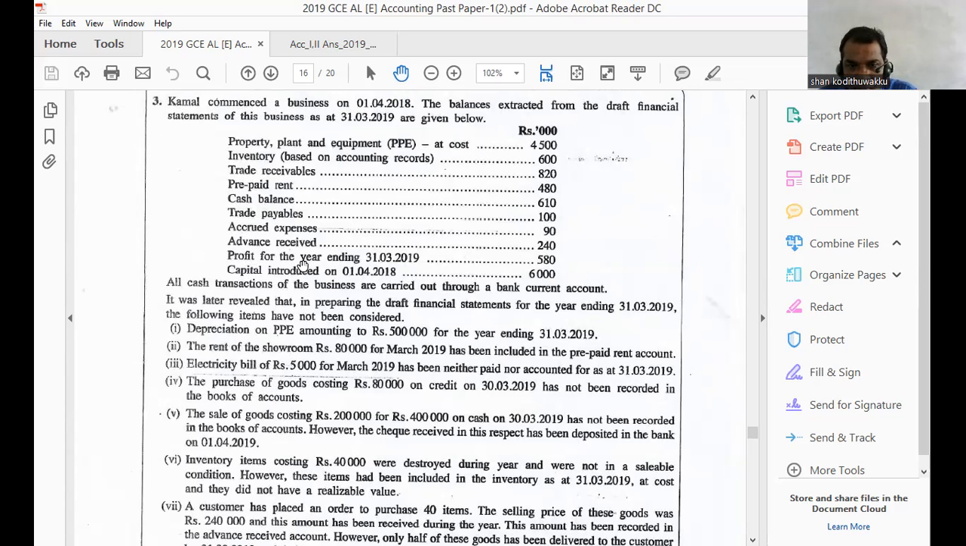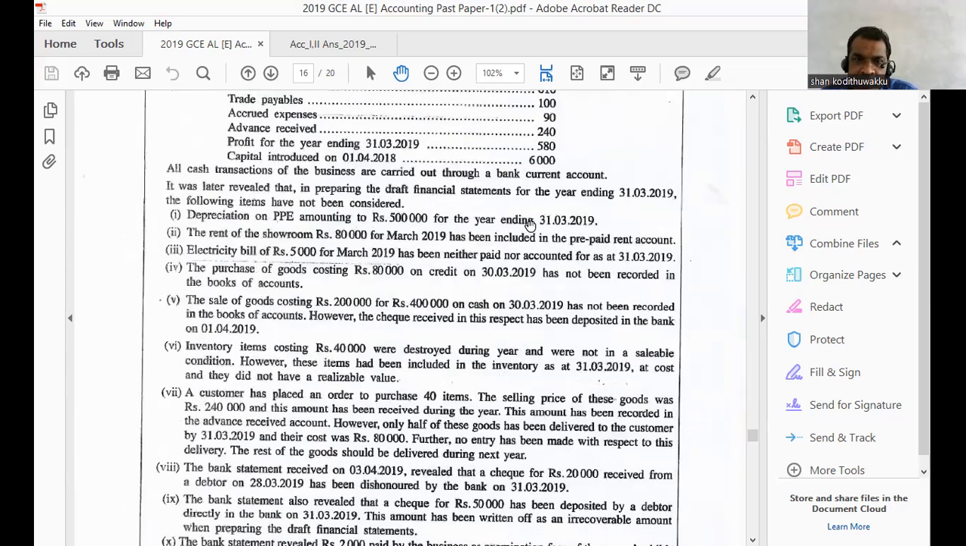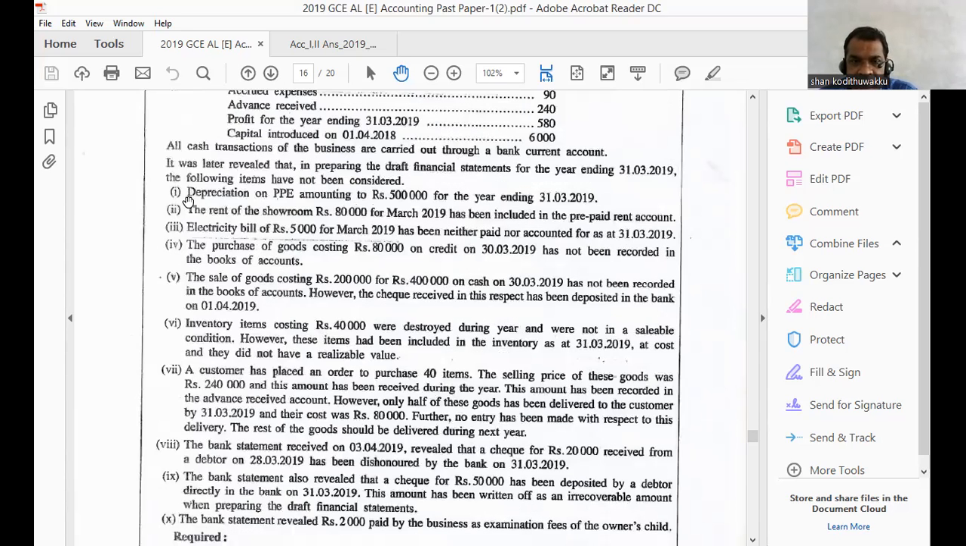But here, profit for the year ending 31st March 2019, 580. Therefore, when you put the equity opening balance, we had to add the profit for the year to the opening capital, then it will be 6,580. That is why they have put equity opening balance 6,580. Here they have recorded. Therefore, no need to worry about that. You also can just put the opening balance available in the question. Right. Now, I will come to adjustment number 1.